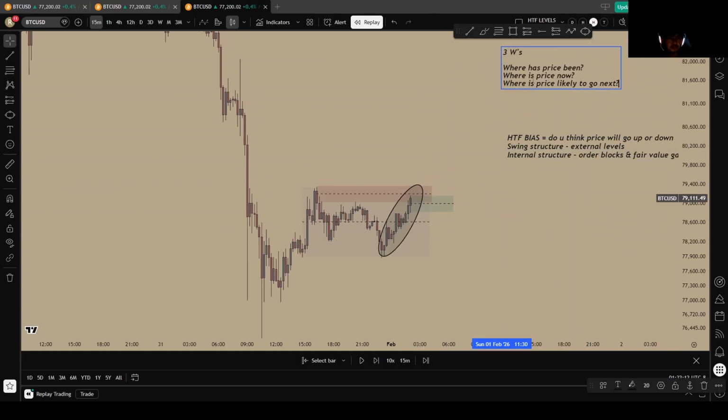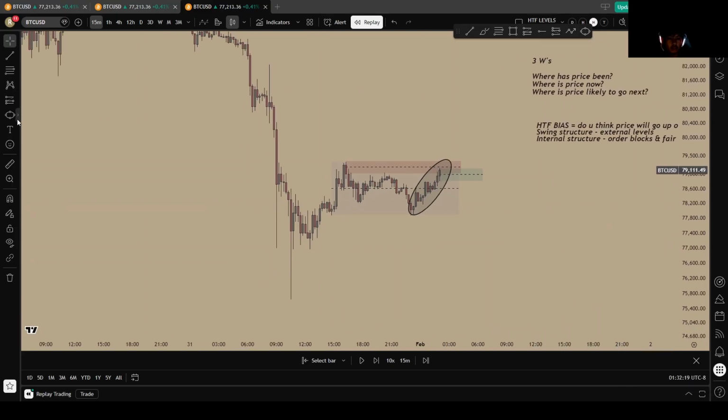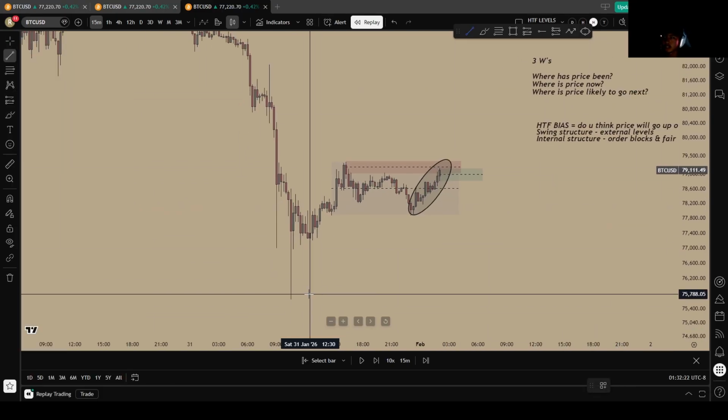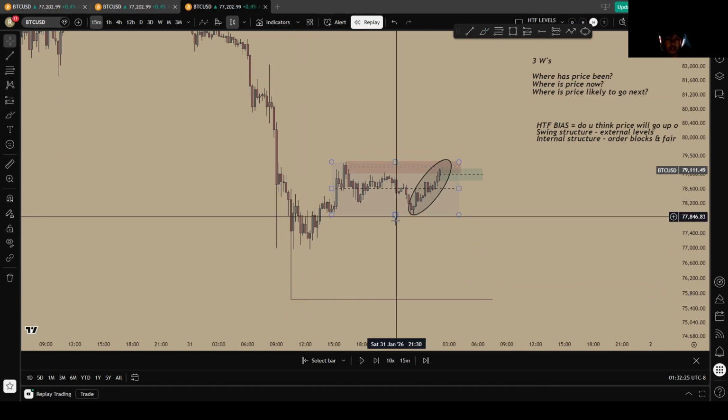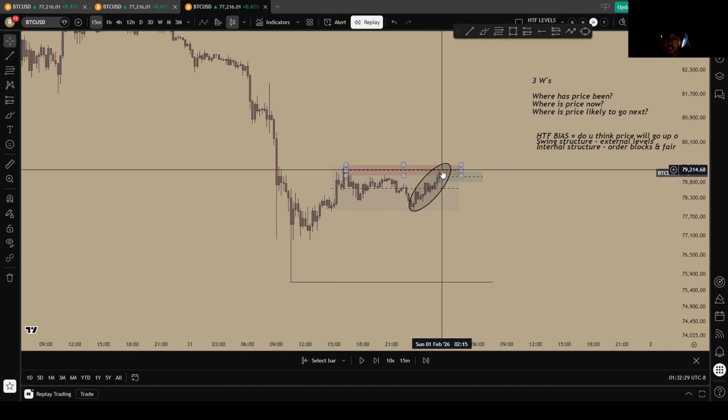So where has price been? Where's price now? Where's price likely to go next? We're going to focus on this. Where has price been? Well, obviously price was all the way down here at 75,000. Where is price now? Price is at 79,000.